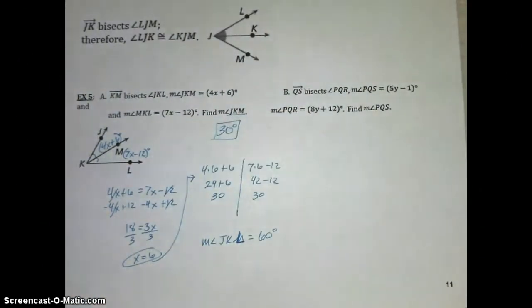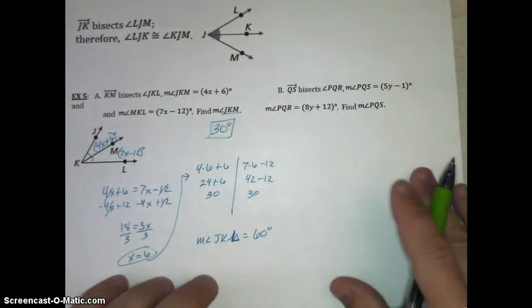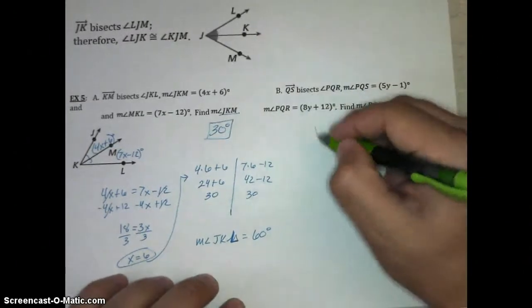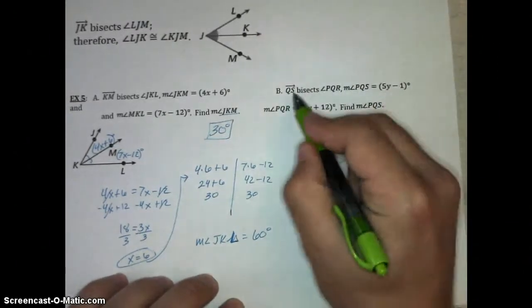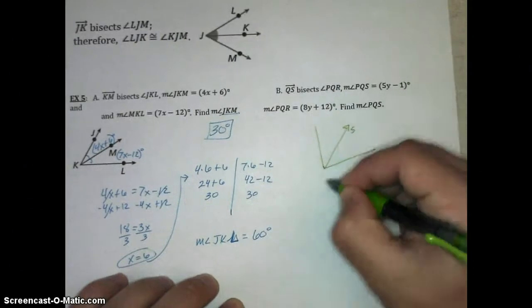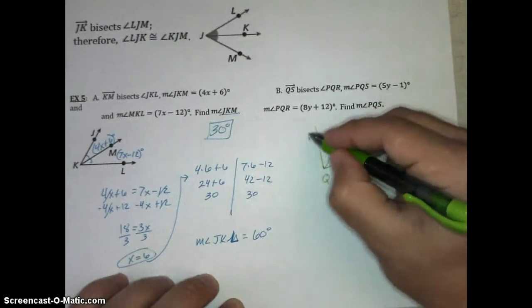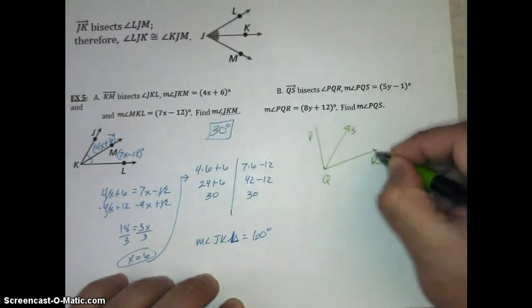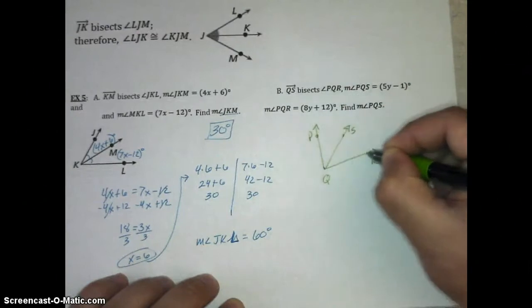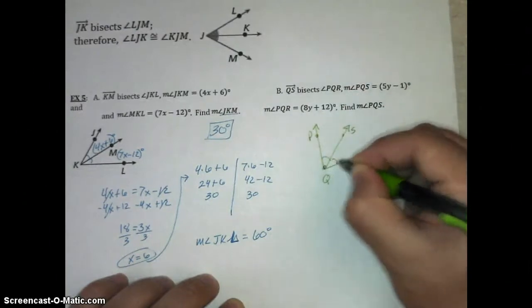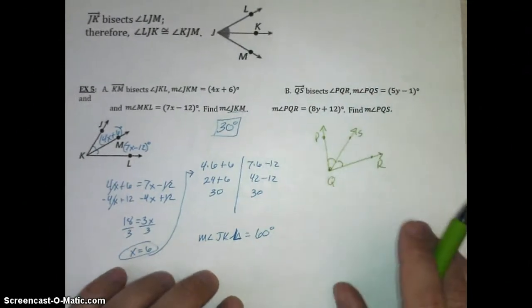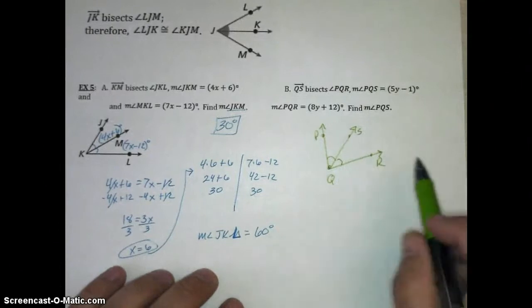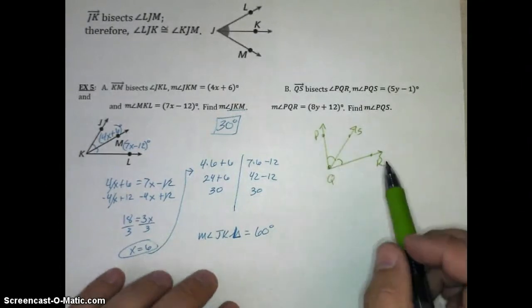All right, I'm going to let you try and do part B, but the first thing you should do is draw the scenario that QS bisects angle PQR. And then we can fill in what we need to know. So fill in the pieces and see if you can find the measure of angle PQS.